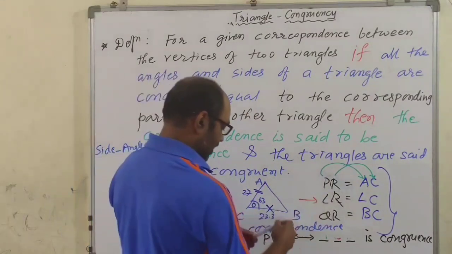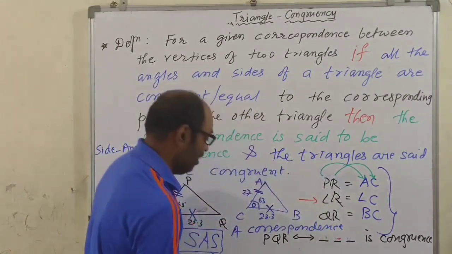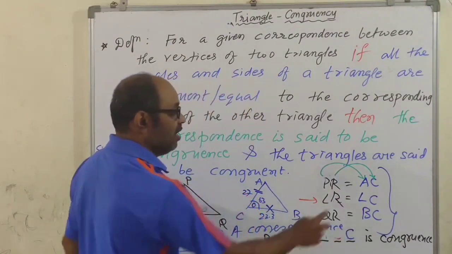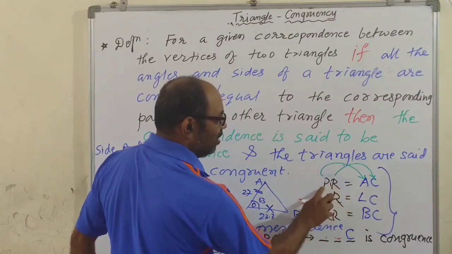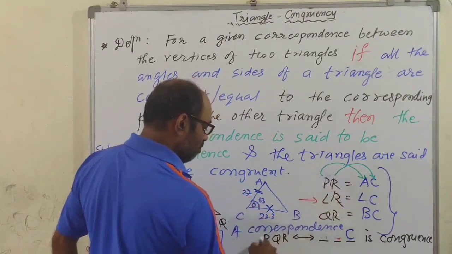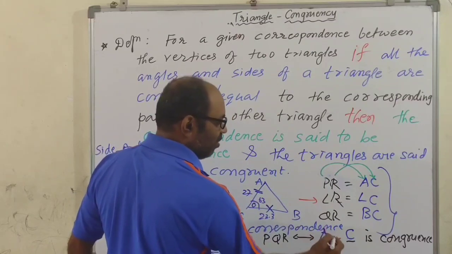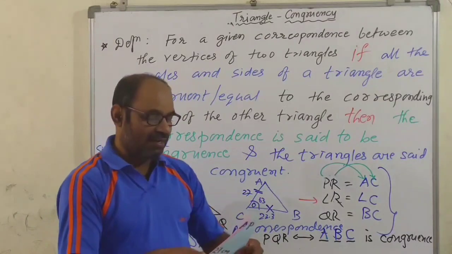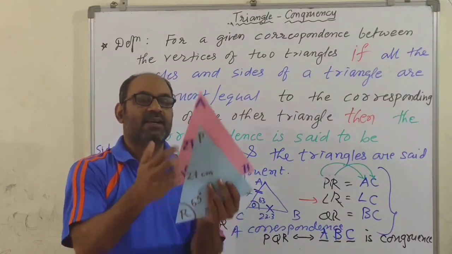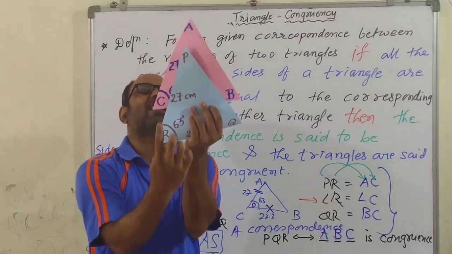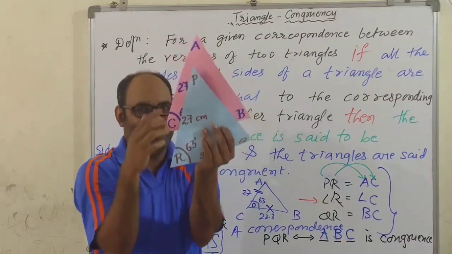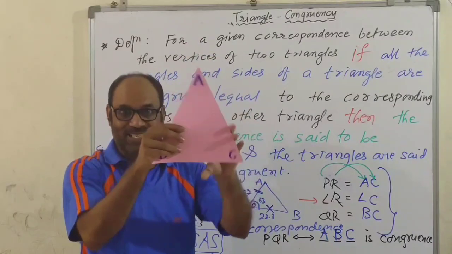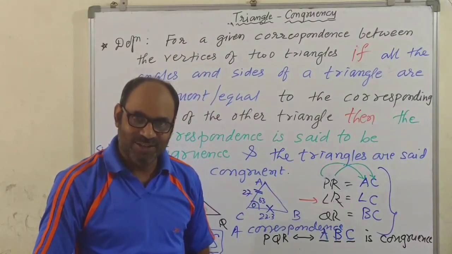Any angles? Yes. We have angles here. Angle R corresponds to C. So R is last, C has to be last. Now C corresponds to R. So P corresponds to A, and the remaining one, that you can say B. So now it is clear. PQR, see that? PQR corresponds to ABC. For this correspondence, they are congruent. They are coinciding. I hope that is clear to you.